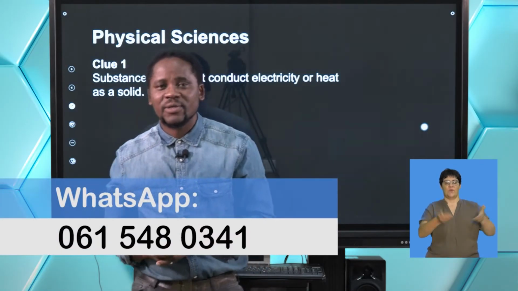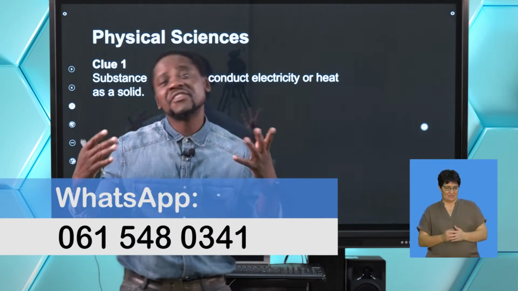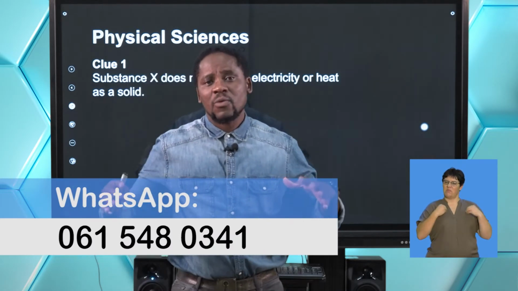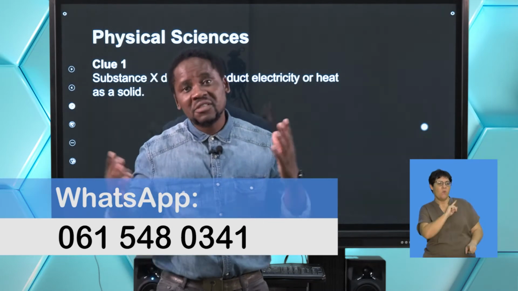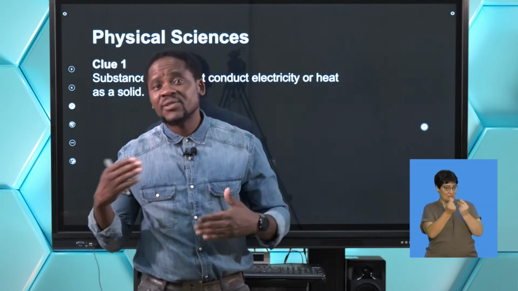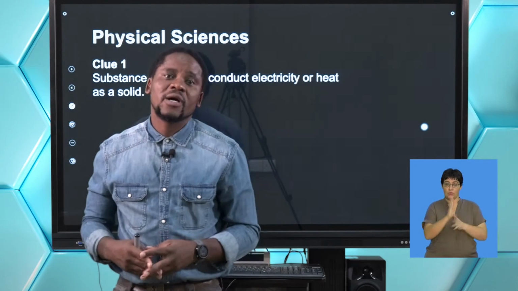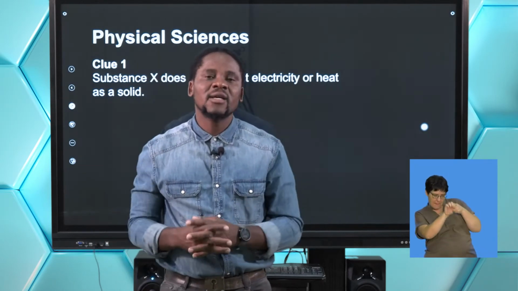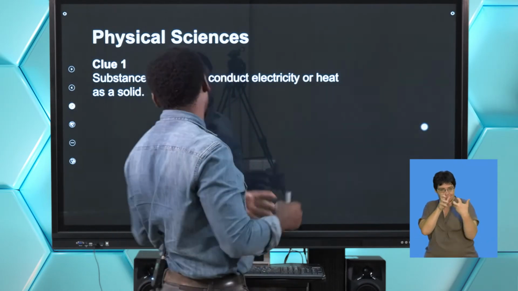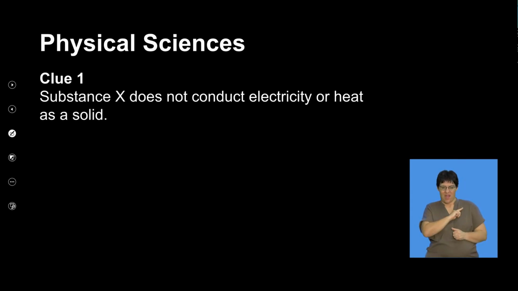Welcome back to our second segment. We're still looking into the physical properties of materials. So now we want to look at the clues in terms of the 6 materials that we're given and try to eliminate so that at the end of the day, we are able to identify what exactly substance X is all about. So on to our first clue, substance X does not conduct electricity, okay?